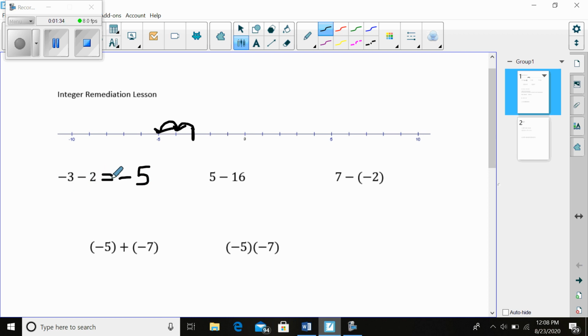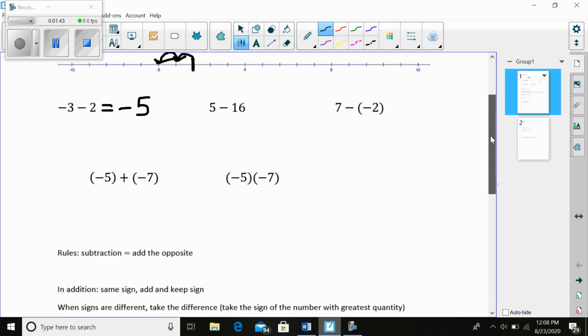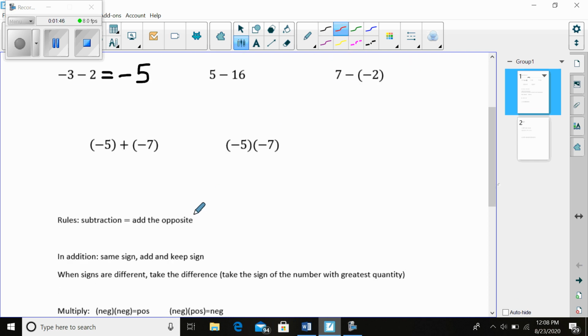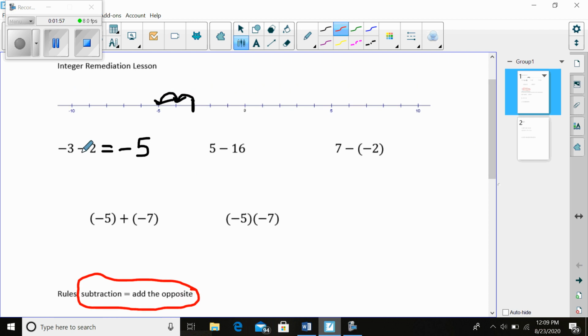So students often will look at this problem and be confused about, wait, you're subtracting, but how come I added? And down here I listed some of the rules. The rule for subtraction with integers is subtraction is the same as adding the opposite. So I can change the subtraction sign to addition as long as I change the number to the immediate right to the opposite. The opposite of +2, because this said subtract +2, is -2. And so I can change this problem to -3 plus -2.